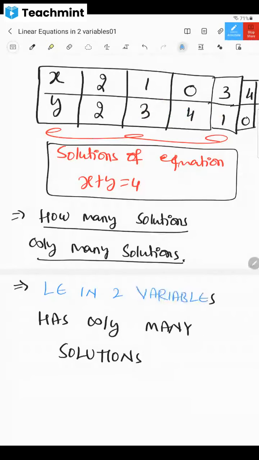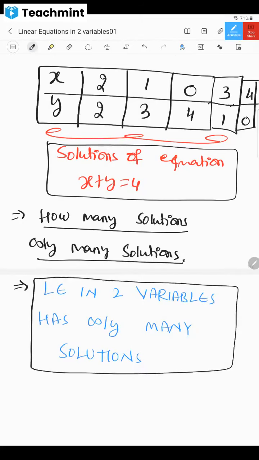A linear equation in two variables has infinitely many solutions. There can be infinitely many solutions. Clear? I hope this is very clear to all of you.